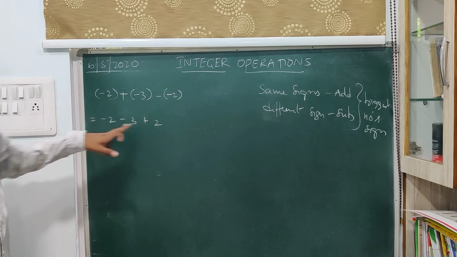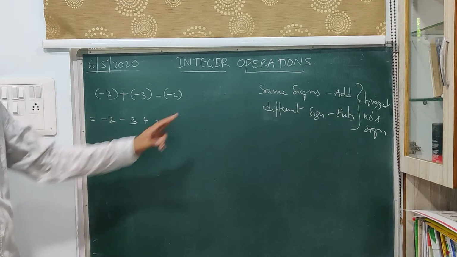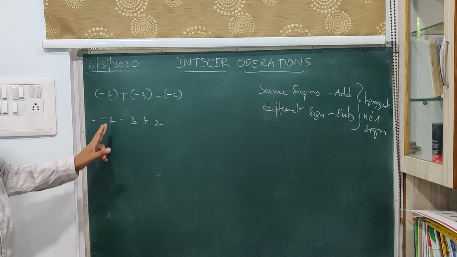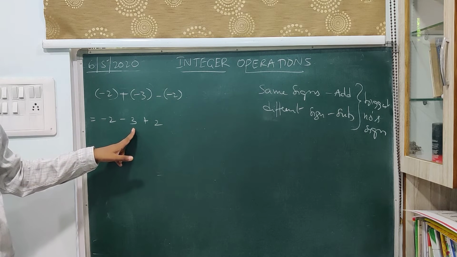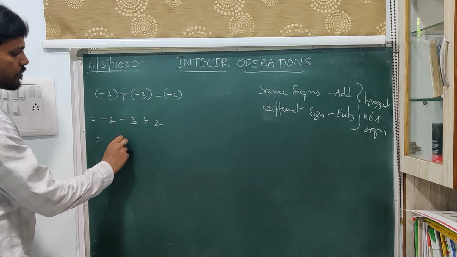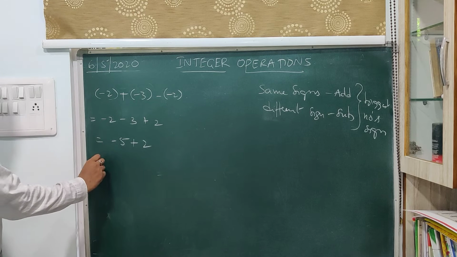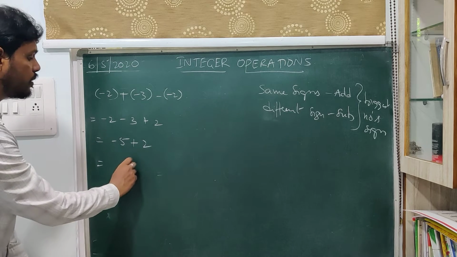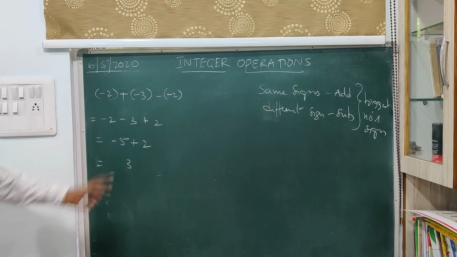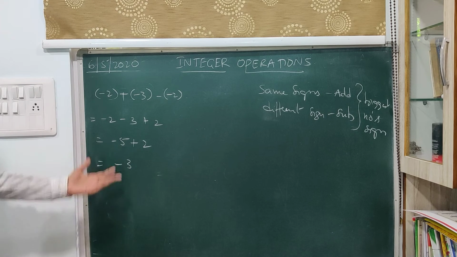Now, again I will apply this rule: same signs you will add, different signs you will subtract. Here there is no multiplication, so that is the reason I am going with this rule. These are numbers of same signs, so we add them. When we add them, it is 5, biggest number is 3, so I will keep minus and I will carry this 2. So again these are numbers of different signs, so we will subtract. When you subtract, the resultant is 3, because 5 minus 2 is 3. Biggest number is 5, sign is minus. So this is minus 3.